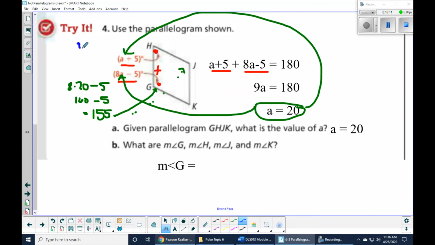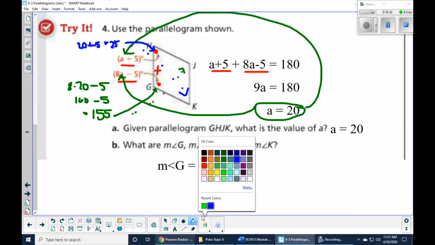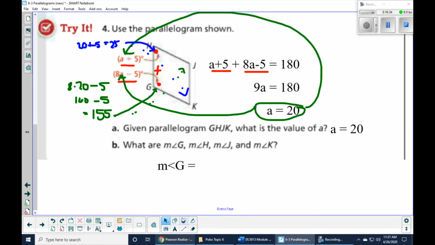Angle H, A, which is 20, plus 5, well, that's 25. So that's what H is, and that's also what K equals. I know that gets really sloppy, and when we save these, I'm going to find a way to erase that, because that doesn't look very good.